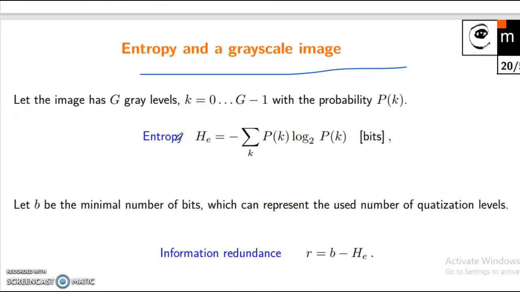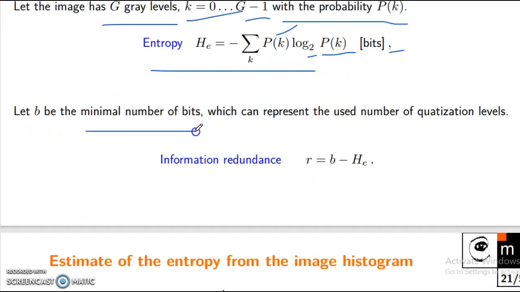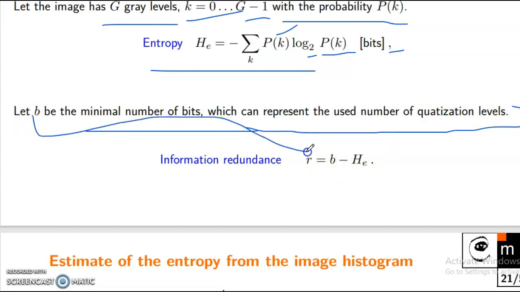Entropy in a gray scale image. We have already seen this in another video, that's why I'm going fast. If the image has G gray levels, k equal to 0 to G minus 1, with probability p of k, entropy H equal to minus summation over k of p of k log 2 p of k bits. Let B be the minimal number of bits which can represent the quantized levels, and H the entropy.